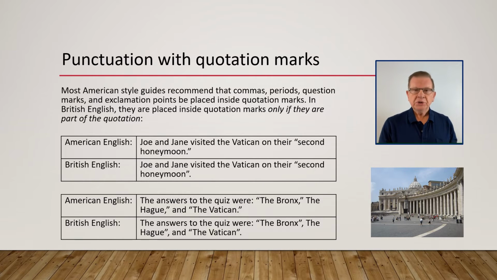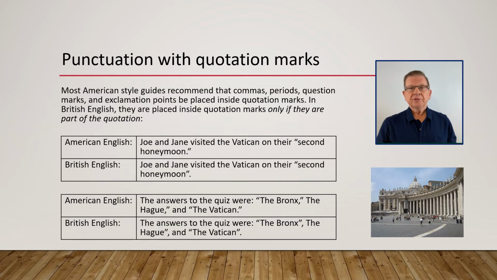American English. Joe and Jane visited the Vatican on their second honeymoon. Notice that the period is placed before the closing quotation marks. Again, this is not a rule, but a style, and one that I frankly don't agree with. British English. Joe and Jane visited the Vatican on their second honeymoon. Notice that the period is placed after the closing quotation marks. I personally prefer this style.